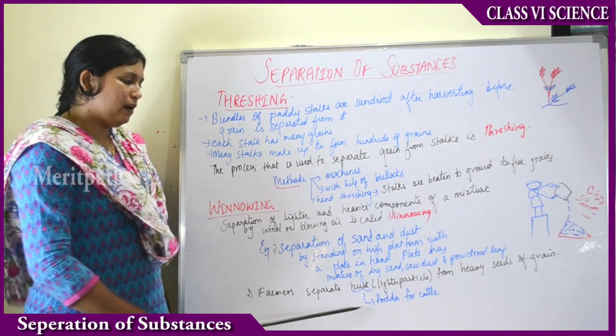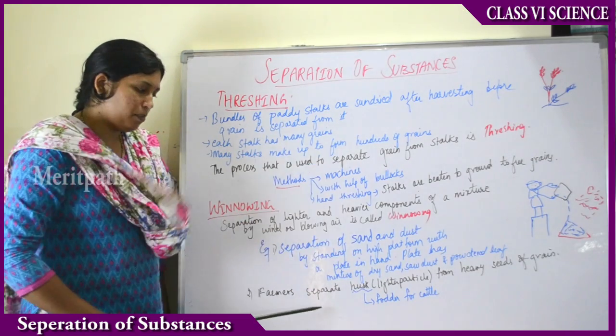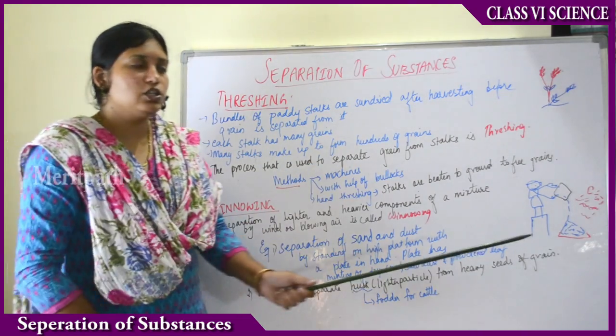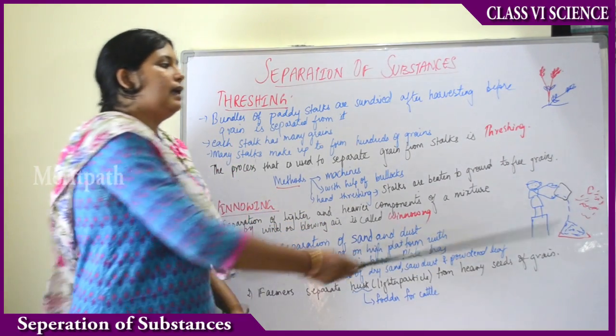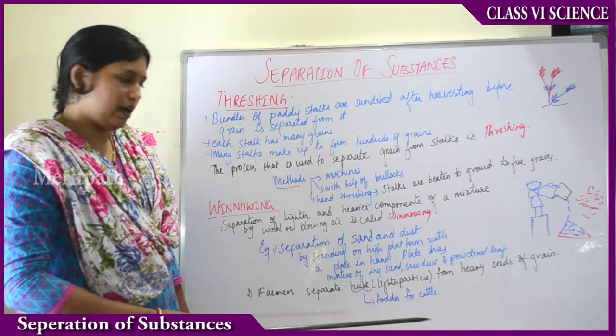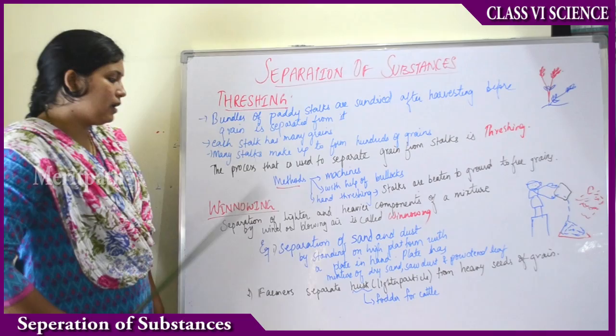So farmers separate the husk, the lightweight particle, from the heavy seeds of grain by the process called winnowing. In that process, the husk will fall on this side and the grains will fall on this side. Later, the husk, which falls in one direction, will be used as food for the cattle. So this method of separation is winnowing.